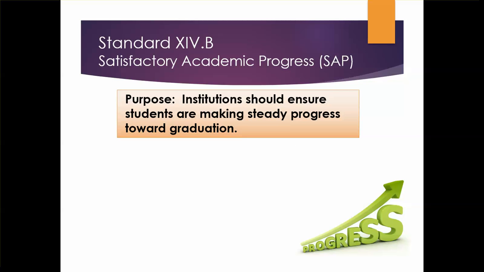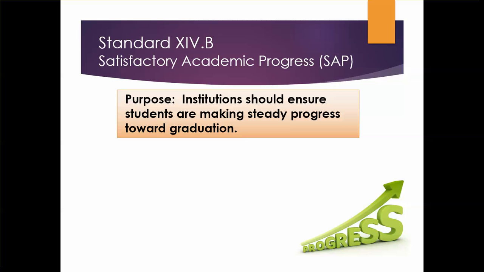In addition, Standard 14B covers the Satisfactory Academic Progress, or SAP policy. Now, the purpose is that there is an SAP policy developed because institutions should ensure that students are making steady progress toward graduation. And whether you have 3 students enrolled, and you can do that very easily, or you have 300 students enrolled and need a more formal policy, the SAP policy covers all of those instances. This is actually one of those things, if you are an initial accrediting applicant, that you may need to develop, because a lot of newer, smaller schools may not have something formal, but you do need to formalize this process.